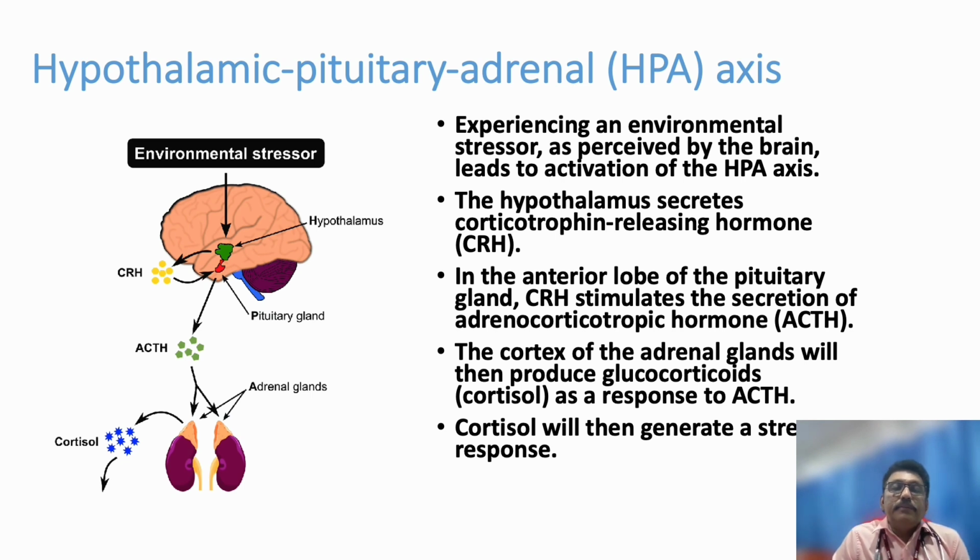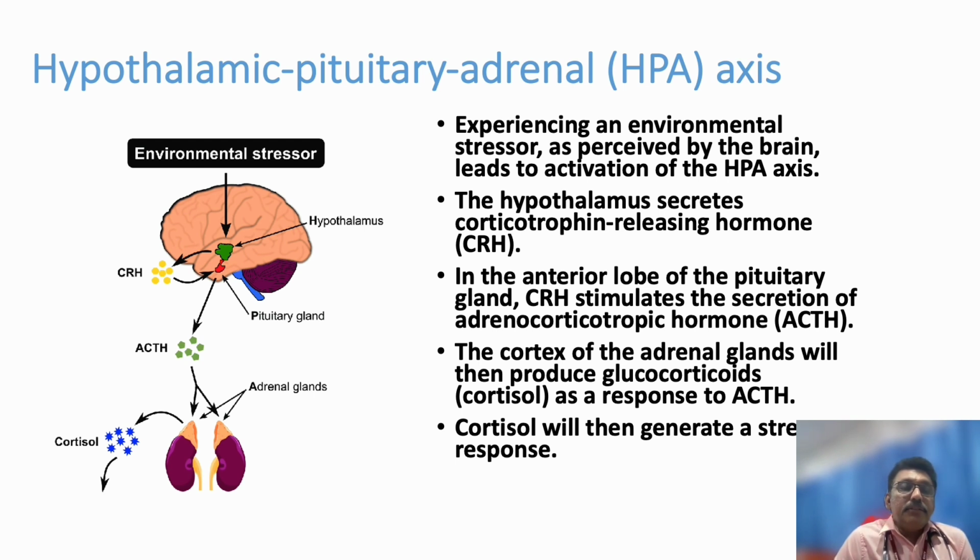Hypothalamic pituitary adrenal axis. The hypothalamus secretes corticotropin releasing hormone, that is CRH. In the anterior lobe of the pituitary gland, CRH stimulates the secretion of adrenocorticotropic hormone, ACTH. The cortex of the adrenal gland will then produce glucocorticoids or cortisol as a response to ACTH. So this cortisol, or an external steroid we sometimes give to maintain the fluid balance or in the management of hypertension. But the hormone produced in our body is cortisol.